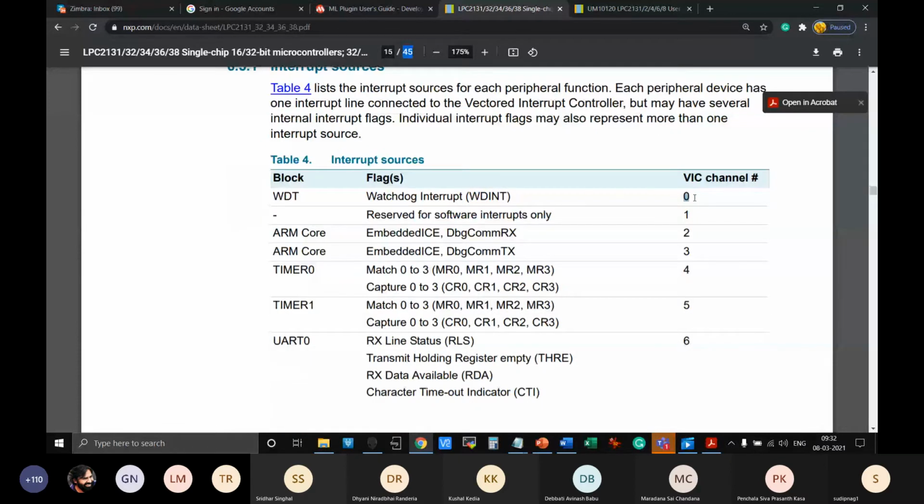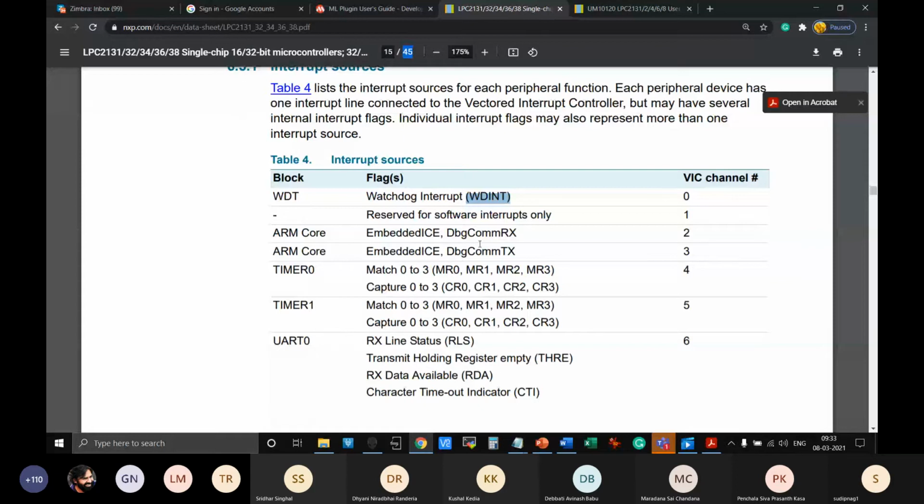That means if an operating system is running, whether you want to read anything or change any value, that should not interrupt or delay the actual sequence of operation in your operating system, if you are using one. So that's why WDT is the highest priority within these VIC channels. And then if you want to read something from anywhere in the microcontroller, obviously you have to use in-circuit emulation or debugging interfacing. So that has the second highest priority.